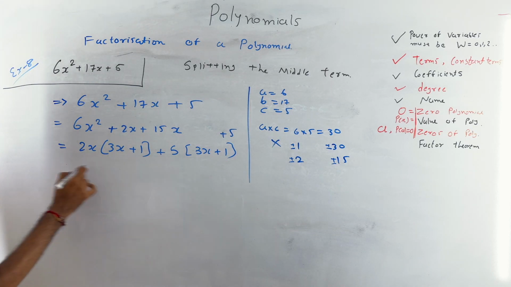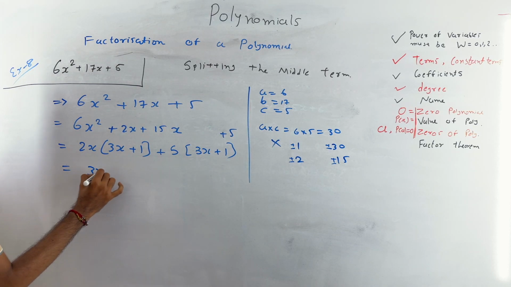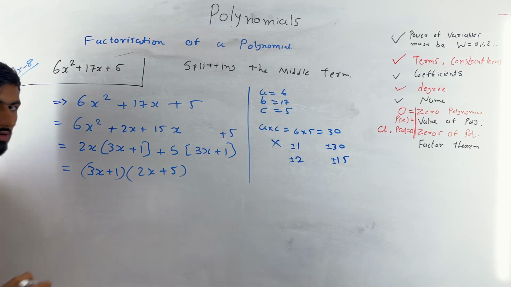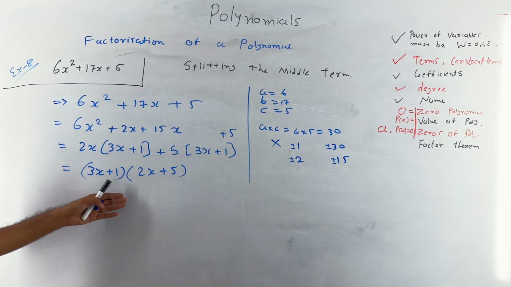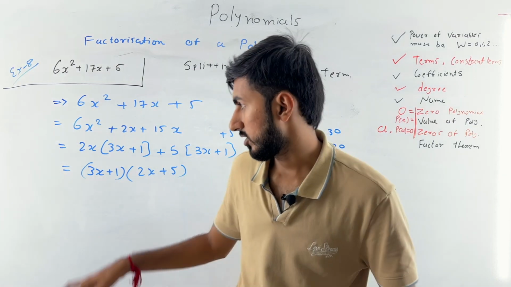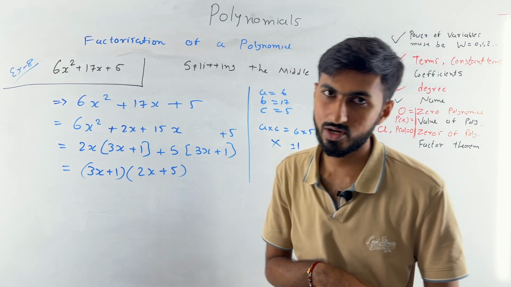Now 3x plus 1 is common in both terms. So I can take 3x plus 1 as common and I can write 2x plus 5. This much easy is this method, right? So I got two factors. One is 3x plus 1, one is 2x plus 5.